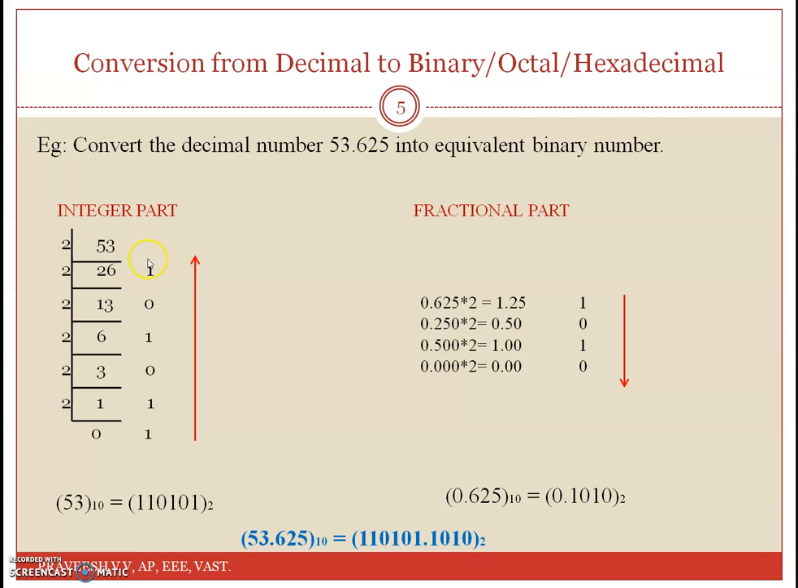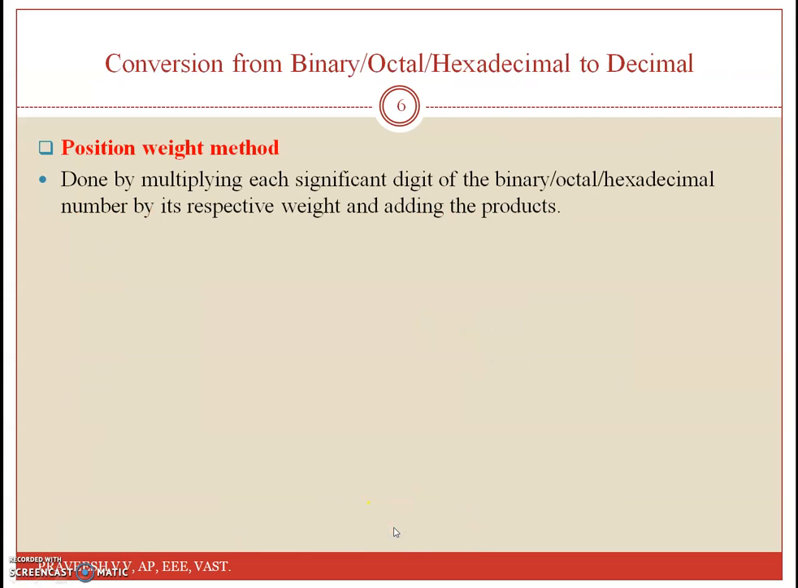For the integer part, we divide by 2 continuously, recording the remainder at each stage, and once you reach 0 as quotient, arrange the remainders from bottom to top. For the fractional part, we multiply continuously by 2, recording the integer part at each stage, then taking the fractional part, multiplying by 2, recording the integer, and continuing, and arranging the recorded integers from top to bottom. We then combine the integer and fractional parts to give the final answer.